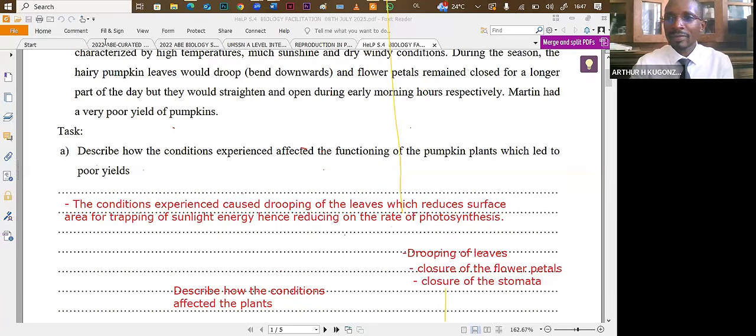Come on, please. Remember, we're not talking about the drooping of the leaves. We are on the closure of the flower petals and also closure of the stomata. Those are the points that I'm interested in.